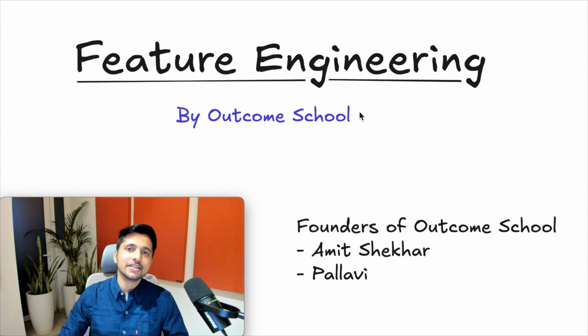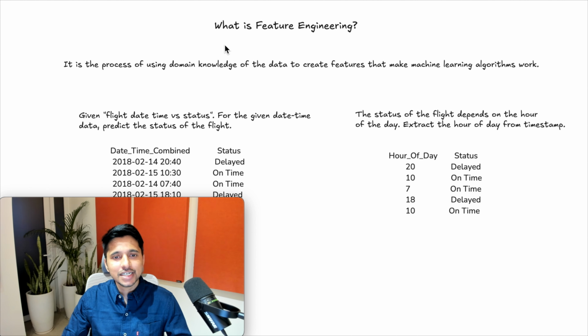Today we are going to discuss a new topic, which is feature engineering in machine learning. So let's begin with the learning once again. Okay, so first let's try to understand from the definition of feature engineering. It is a process of using the domain knowledge, very important, domain knowledge of the data to create features that make machine learning algorithms work.